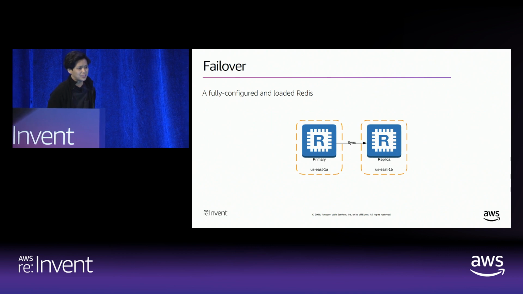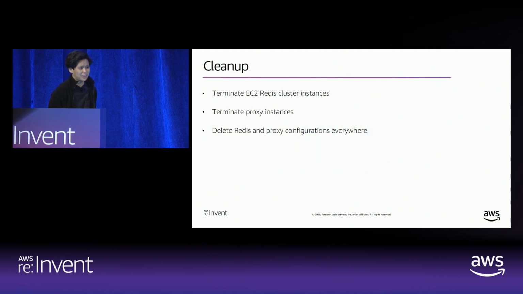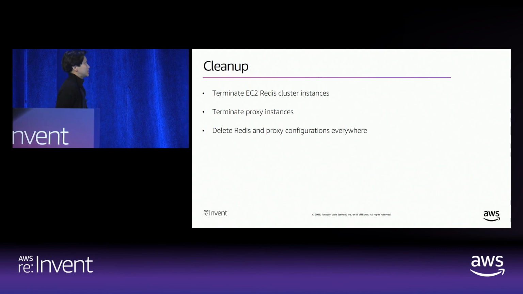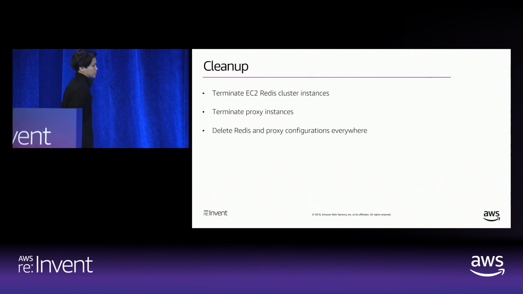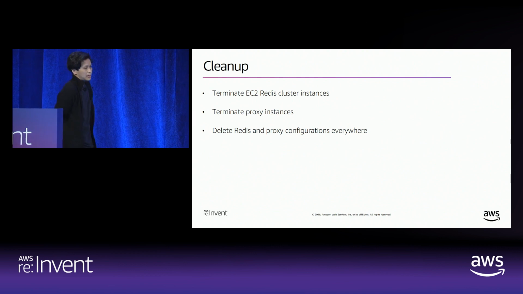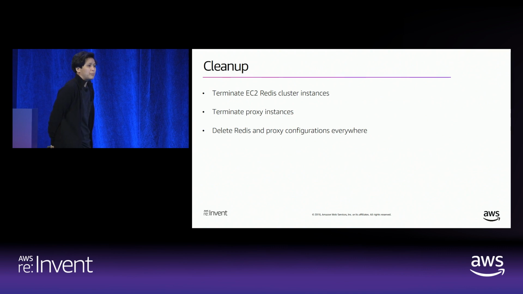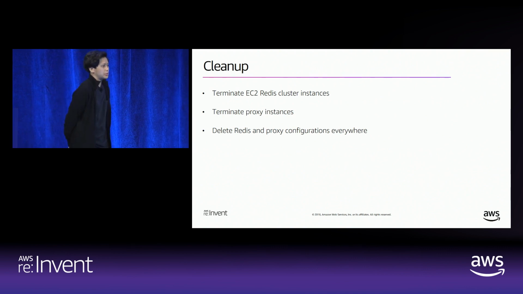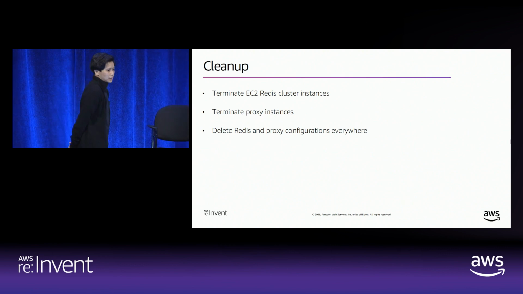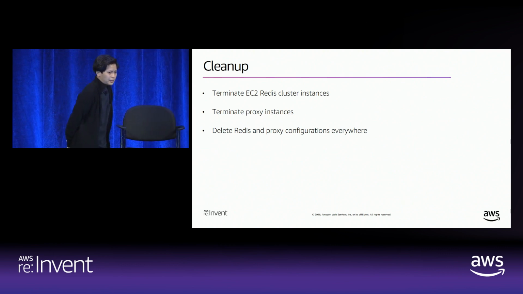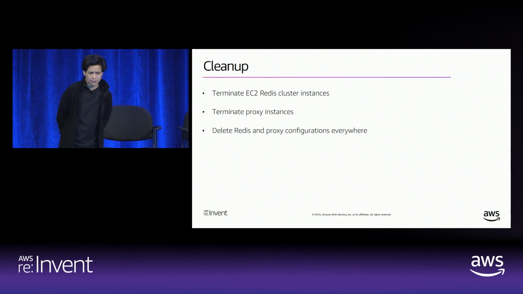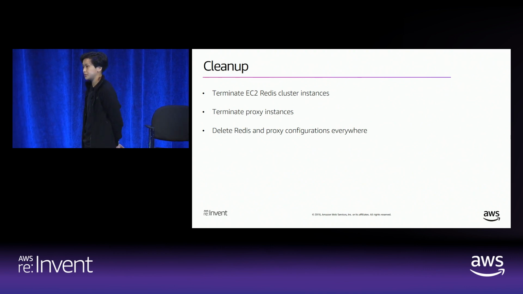This is my favorite part, is cleanup. Now we can finally terminate those EC2 Redis cluster instances, terminate proxy instances if you're using twem proxy, right? In our case, in our HA Redis clusters, we were using twem proxy. And then we delete Redis and the proxy configurations everywhere.